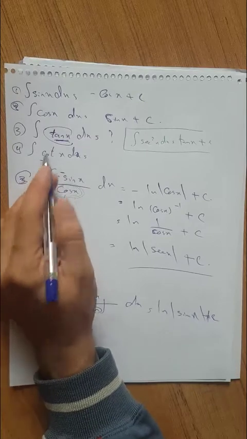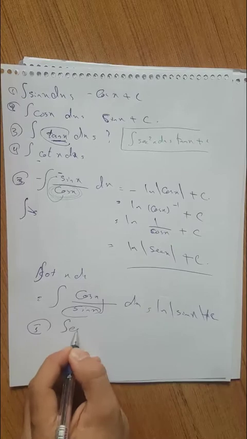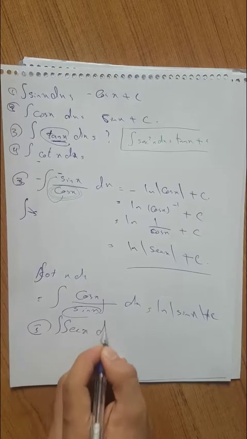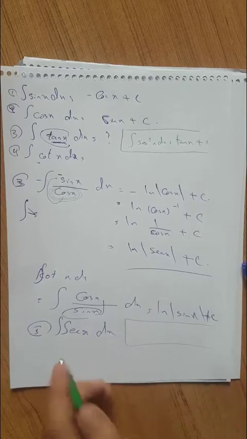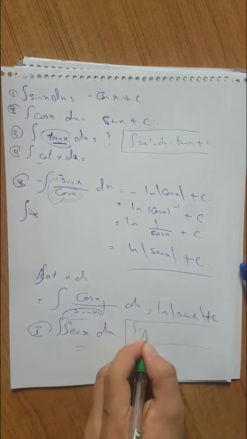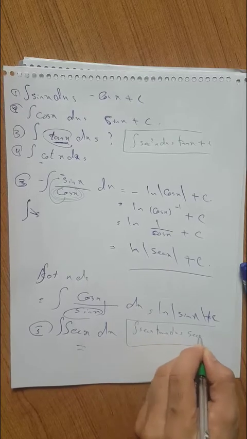Now it's time to solve the other things here. How about number 5, if I have secant of x dx? Do not forget that we don't have this one directly, but we have secant x tan x dx is equal to secant x plus c.